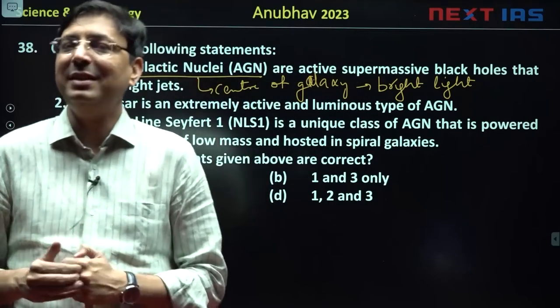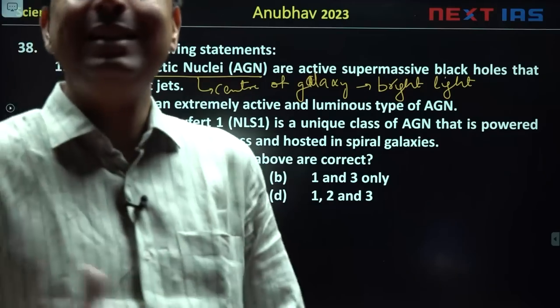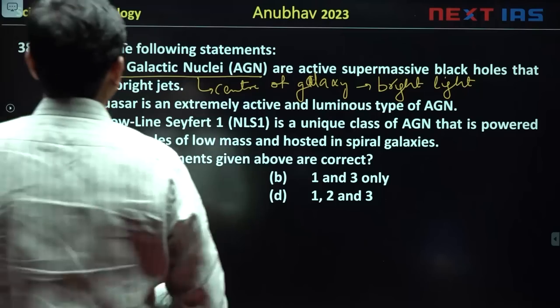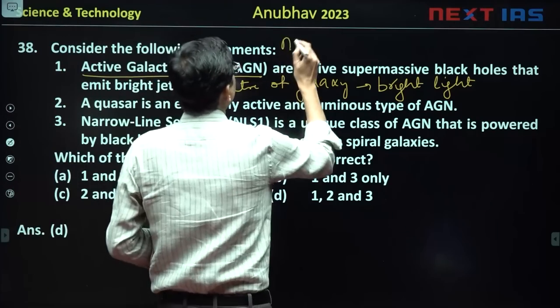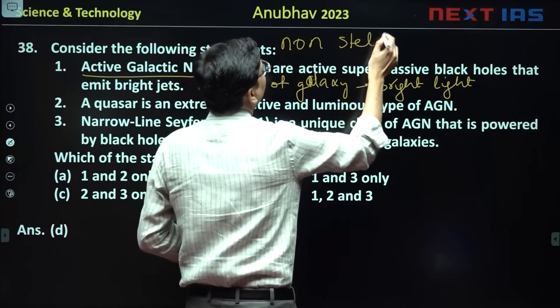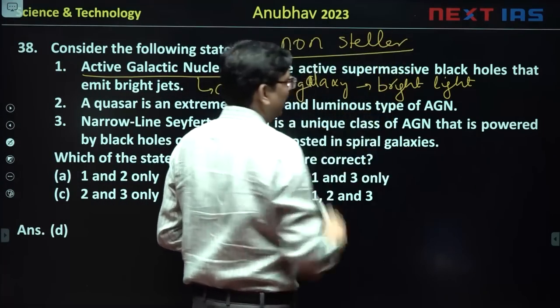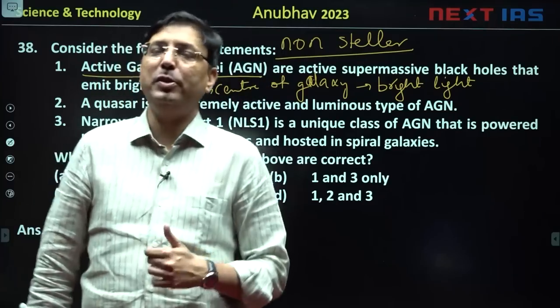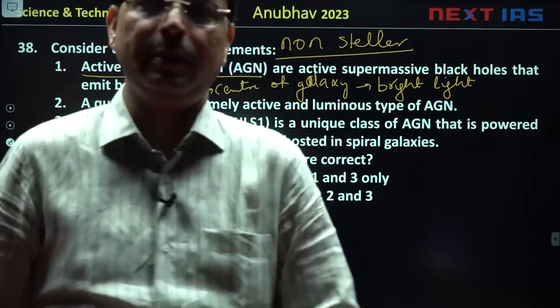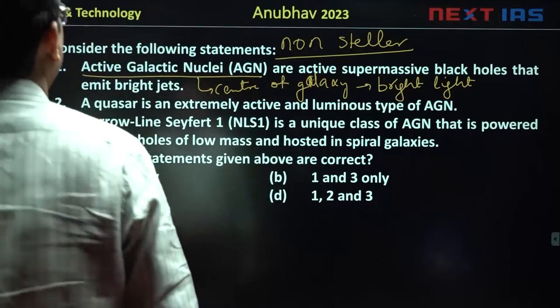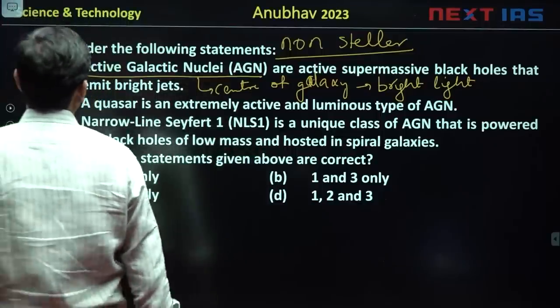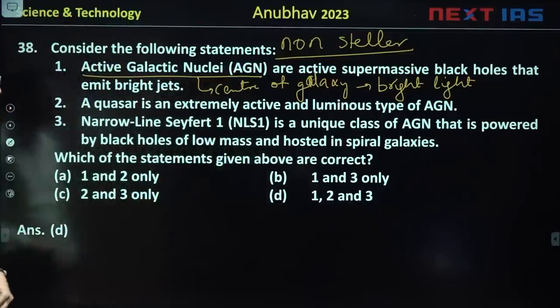So basically, it is an extra non-stellar source of energy. Non-stellar means not coming from a star. That is called a non-stellar source of energy. Okay. So these are active supermassive black holes that emit bright jets. So yes, they are active supermassive black holes.